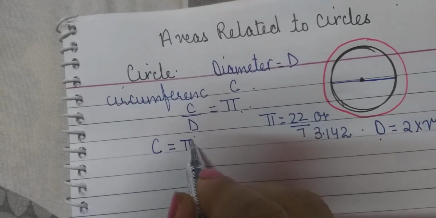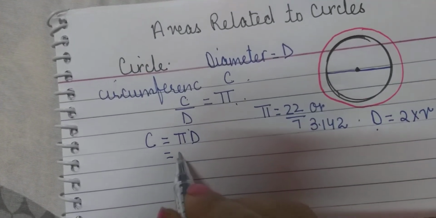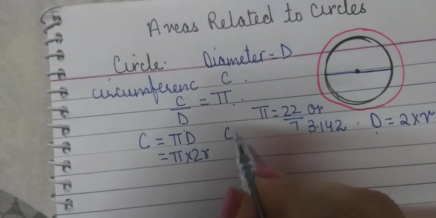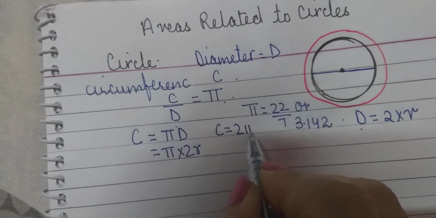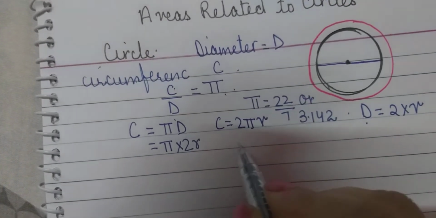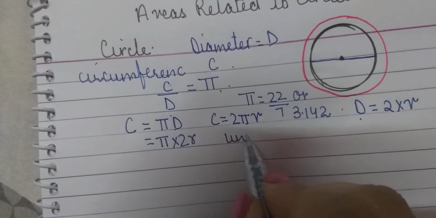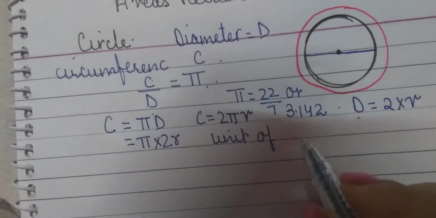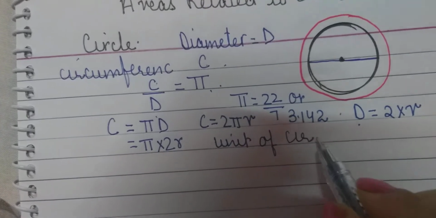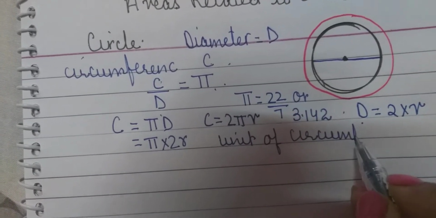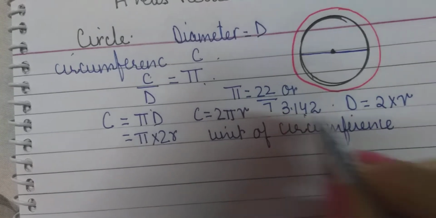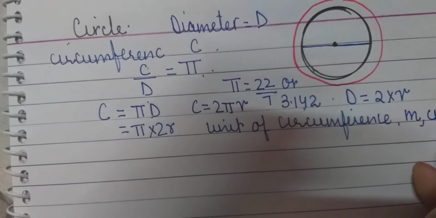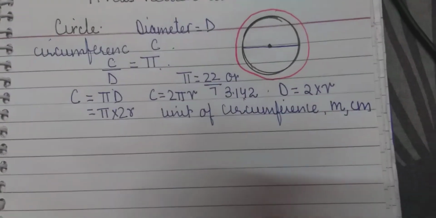Then what is the circumference of the circle? It is pi into d. And what is d equal to? You know it is twice the radius. So it means circumference is equal to 2 pi r. And since there is only one r, the unit of circumference is going to be meter, centimeter, decimeter or kilometer.